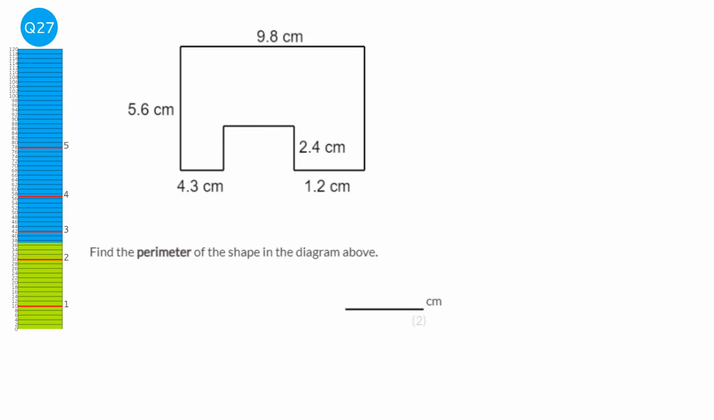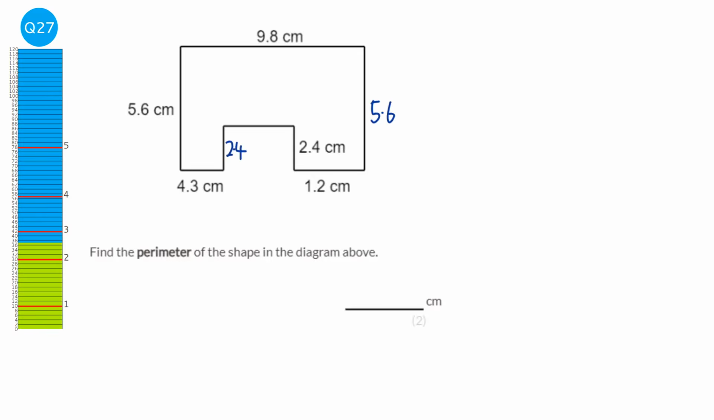The difficulty with finding the perimeter of this shape is we do have some of the lengths missing. So we're going to find the lengths that are missing first, and then we'll find the perimeter. So the one on the right here is going to be the same as the one on the left. So this is going to be 5.6. Same with the one on the left of the 2.4. So this will be 2.4 here.